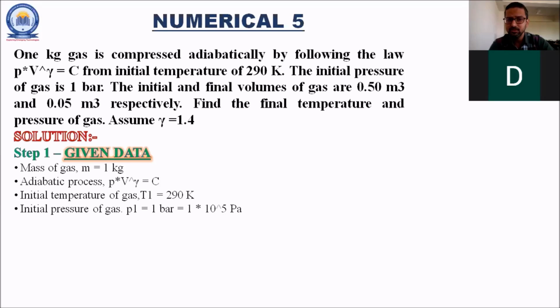Initial pressure is given 1 bar. Converting the bar into Pascal, I hope now you remember the conversion. 1 bar is equal to 10 raised to power 5 Pascal. Then you are given the initial volume of the gas, that is V1, and final volume of the gas V2. Dear friends, are you observing the notations which I am changing? In the previous example, I have written small v1 because the unit was meter cube per kg. In this numerical, it is only meter cube. So I am writing capital V1 and capital V2.